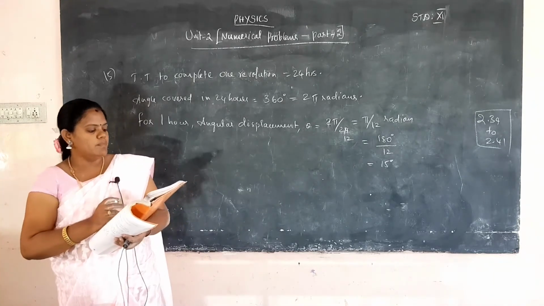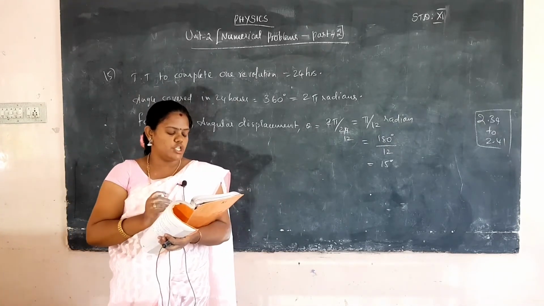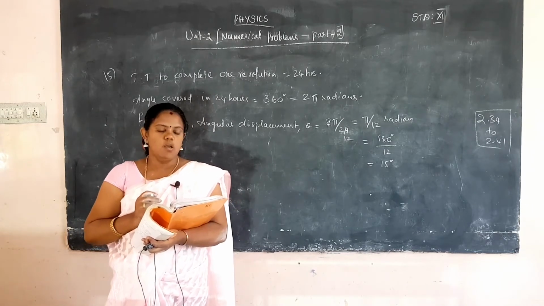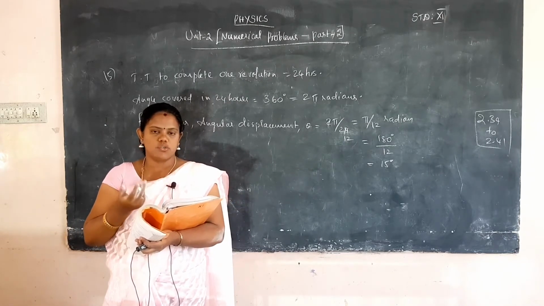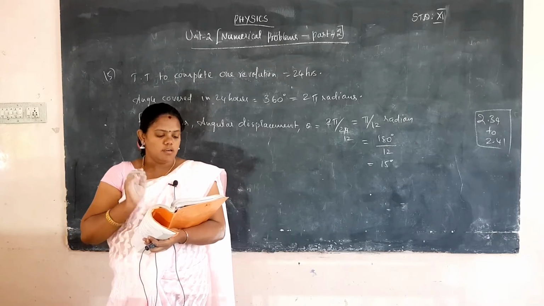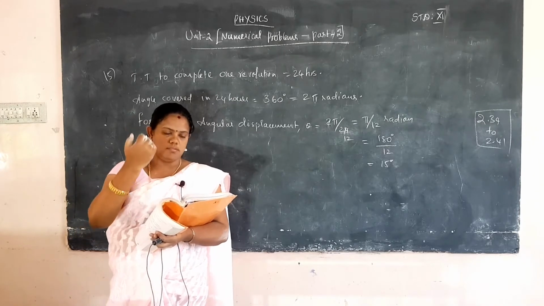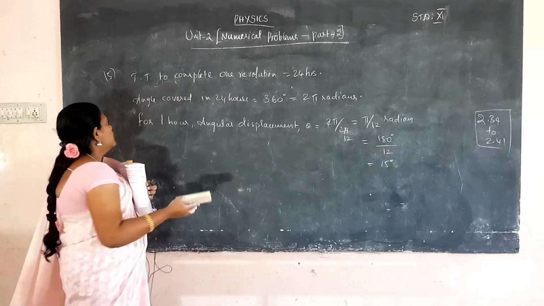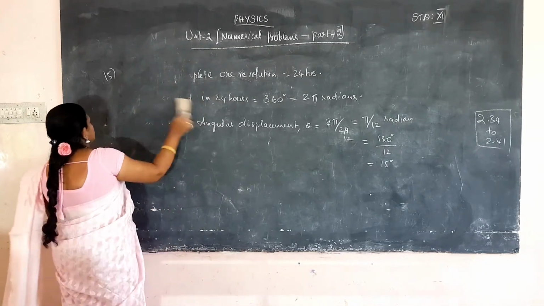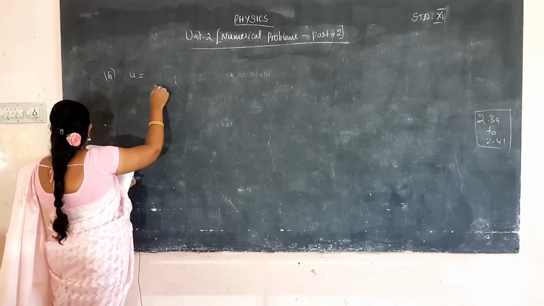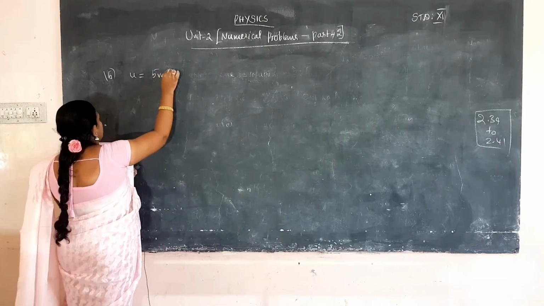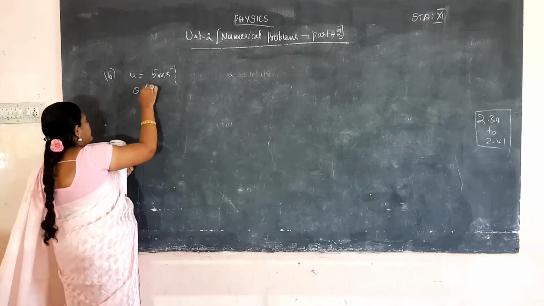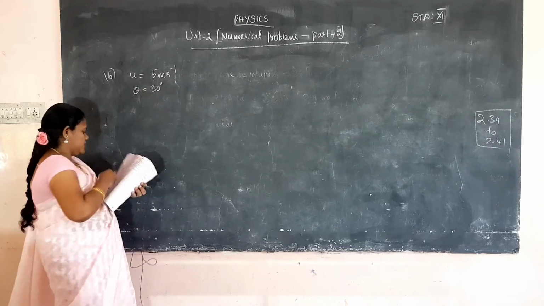Then the 16th problem: an object is thrown with an initial speed of 5 meter per second with an angle of projection of 30 degree. What are the height and range reached by the particle? One object is thrown with initial speed 5 meter per second. So first we have to mention the given values. Initial speed u is equal to 5 meter per second. Then angle theta is equal to 30 degree.